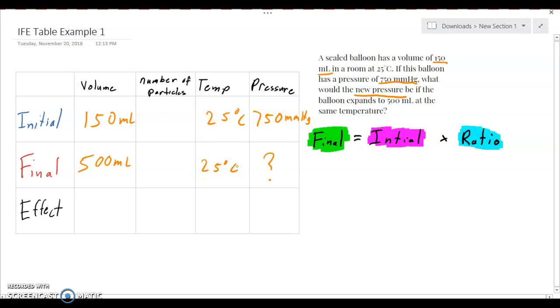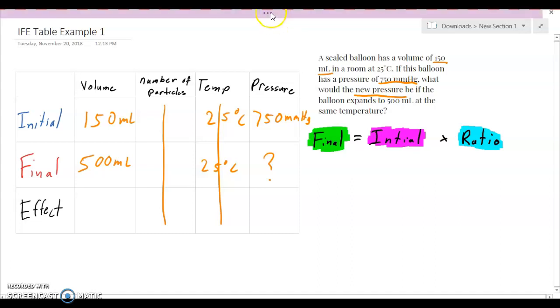Number of particles is not even mentioned, so I get to go ahead and cross out this column. I notice that temperature does not change, so I'm going to cross out that column. Those are my two constants that I will not use. Now I will use my highlighter to show you what pieces we will be inputting into our equation. So here in green it says final. And my final value is listed here. That is what I'm solving for.